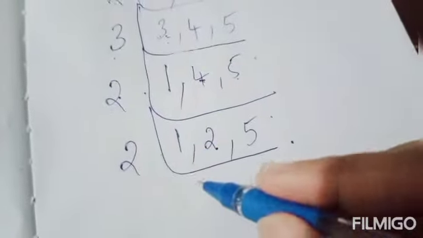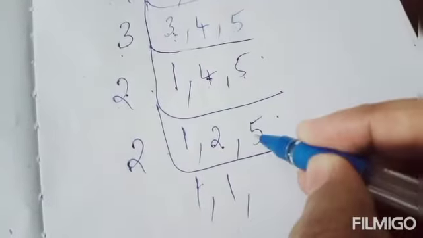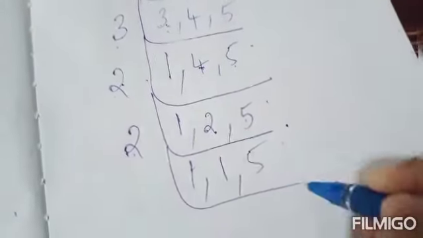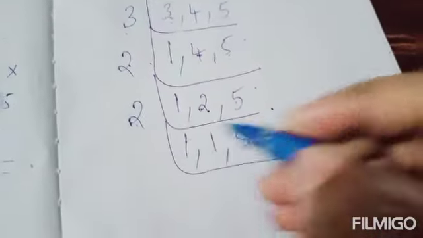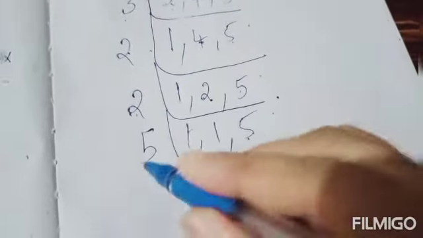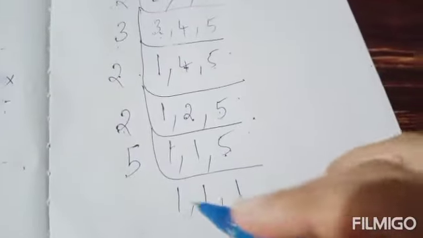Next 2. You can divide it by 2 only. So 1. 2 divided by 2, 1. 5, you can't divide it by 2. So write down 5. Now 5 you can divide by 5. So 1, 1, 5 divided by 5, 1. So you got all the numbers 1.